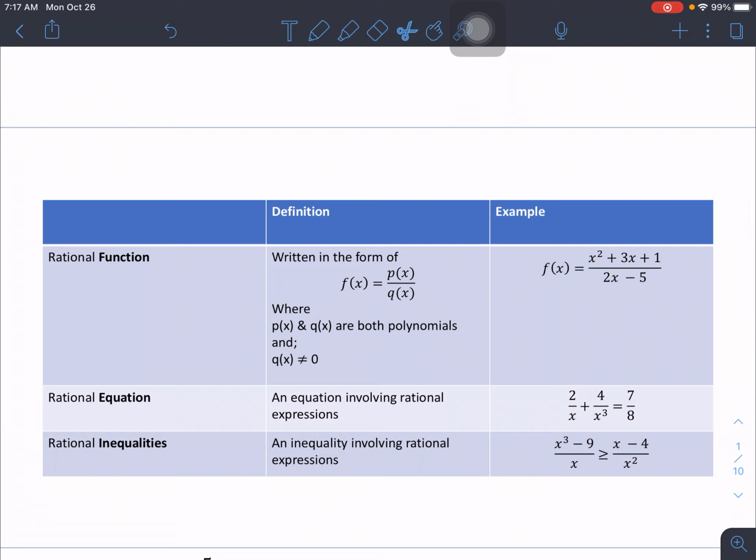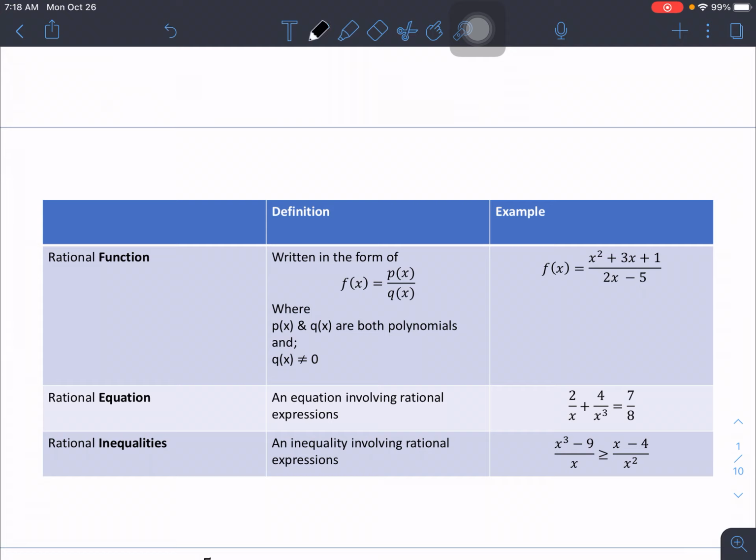So a rational function is written in the form f of x is equal to p of x over q of x, where, as we already discussed in the previous lesson, p of x and q of x are both polynomials, and q of x should not be equal to 0. So let's have an example.